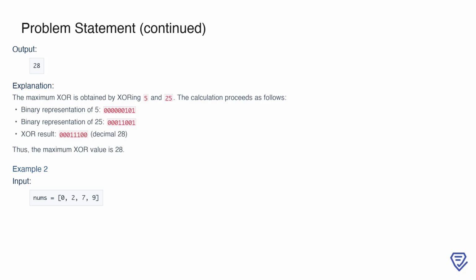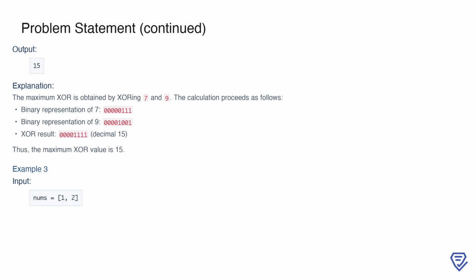This shows that by carefully choosing two numbers with the right pattern of differing bits, we can achieve the maximum XOR value. Now, let's consider another example. Suppose the input array is nums equals 0, 2, 7, 9. In this case, the maximum XOR value is 15. This maximum value is achieved by XORing the numbers 7 and 9.